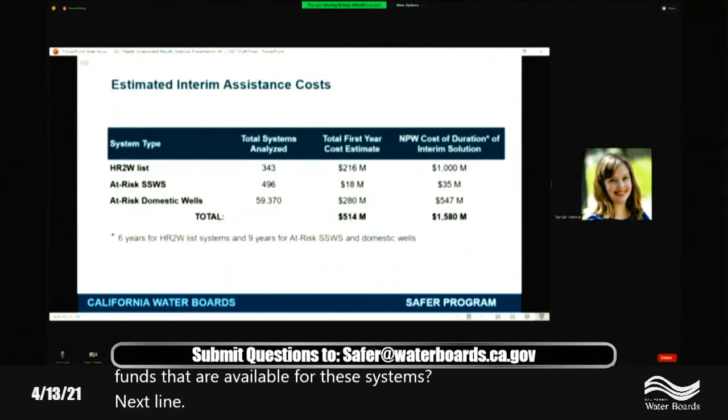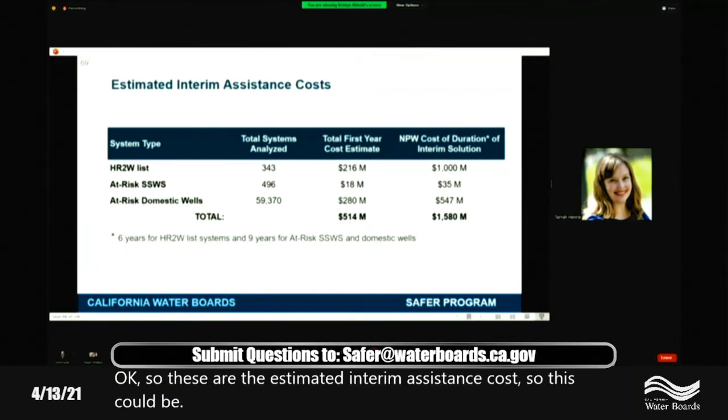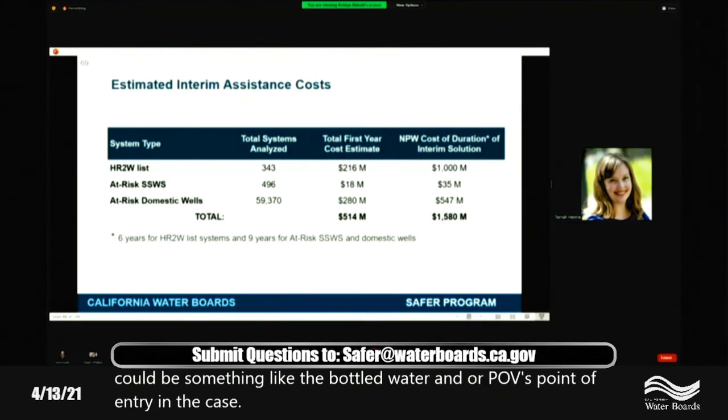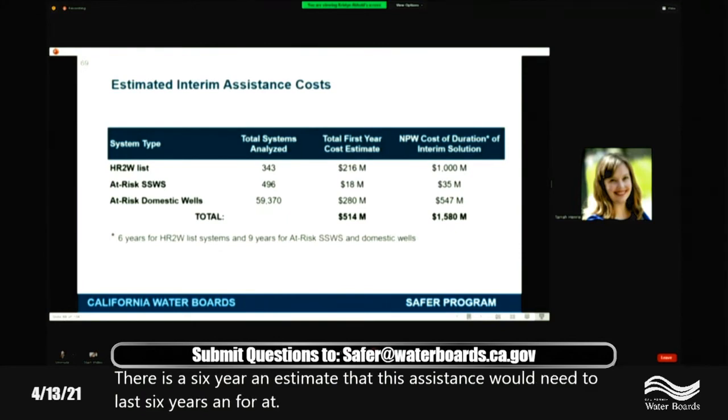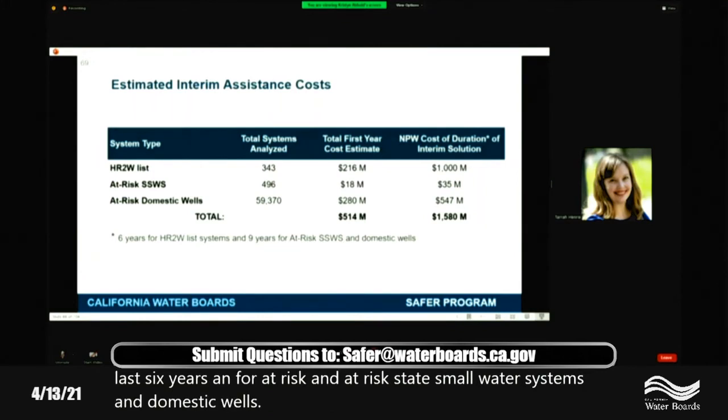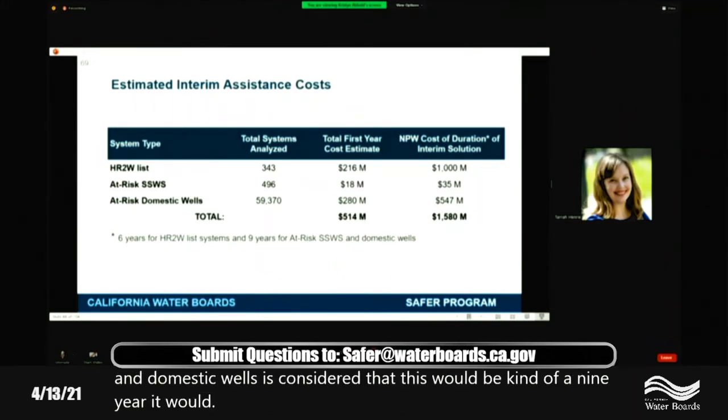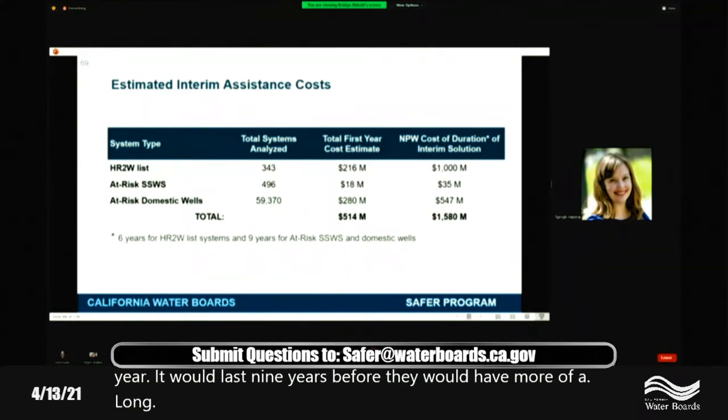Okay, so these are the estimated interim assistance costs. So this could be something like the bottled water and/or point of use, point of entry in the case where it's an interim solution. For the human right to water systems, there was an estimate that this assistance would need to last 6 years, and for at-risk state small water systems and domestic wells, it's considered that this would last 9 years before they would have more of a long-term solution in place.